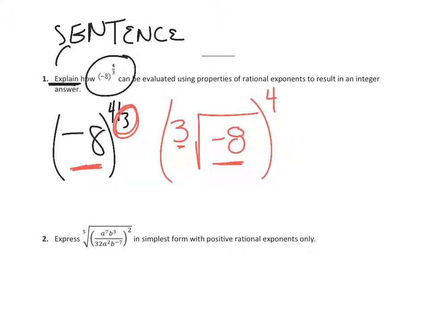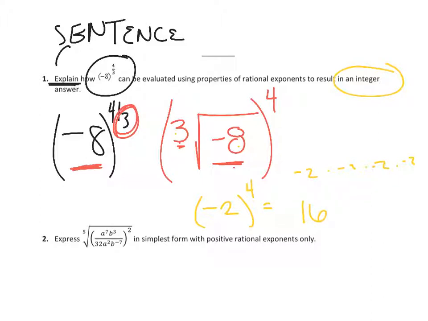Now it doesn't matter what you do first, if you take the cubed root first or if you raise it to the fourth first. In my head, I can take the cubed root of 8 easy, so I'm going to say the cubed root of -8 is -2. And then I'm going to raise all of that to the fourth, which really means -2 times -2 times -2 times -2. And I get a positive 16. And they're saying, now explain how that can be an integer result.